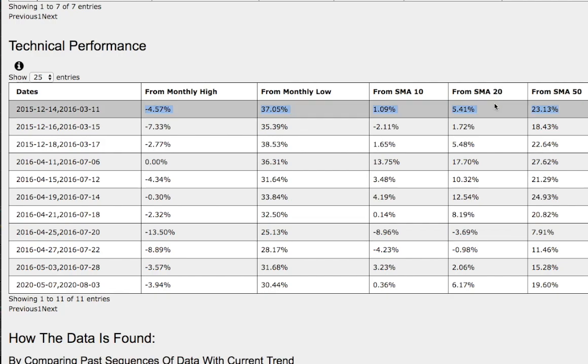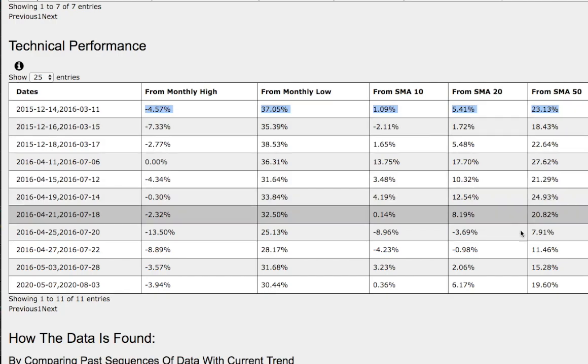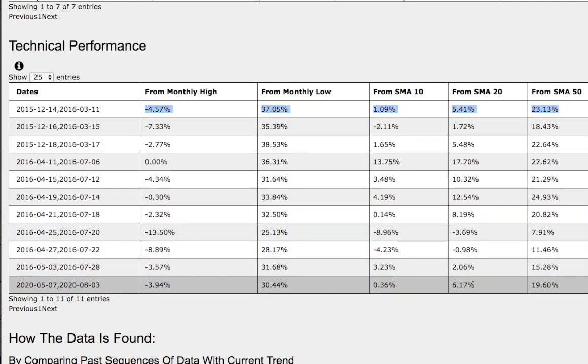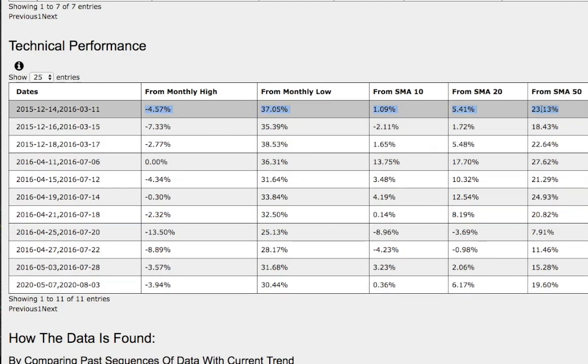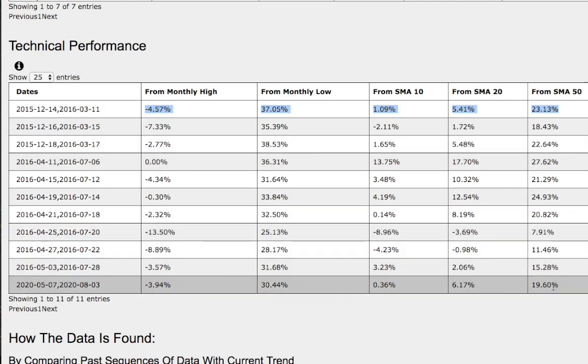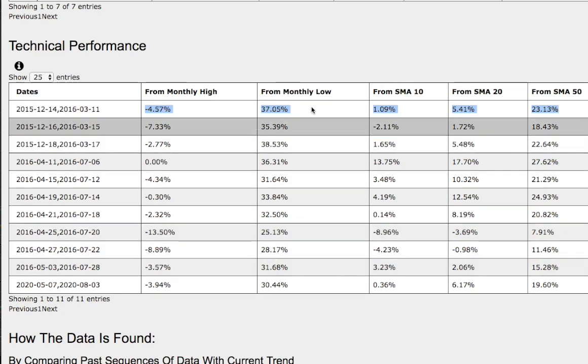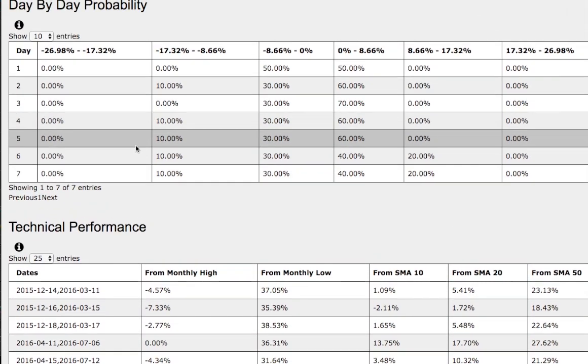And for the 20-day simple moving average, it was up 5%. Compare that to the current trend, up 6%. And as for the 50-day moving average, back then it was up 23%. Compare that to today's trend, which is up, say, 20%. So there are technical similarities among the two trends, and these models are available in the link below, so do check it out.